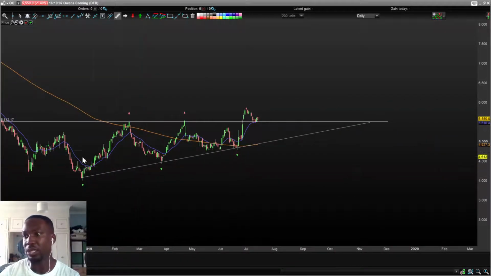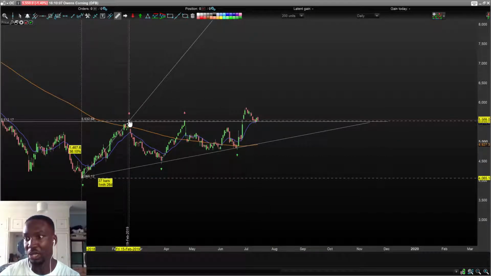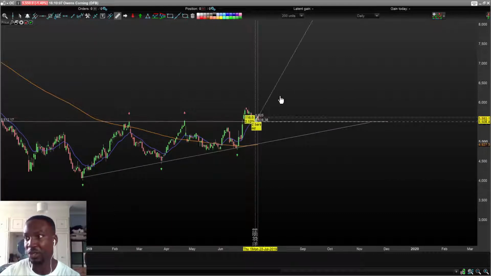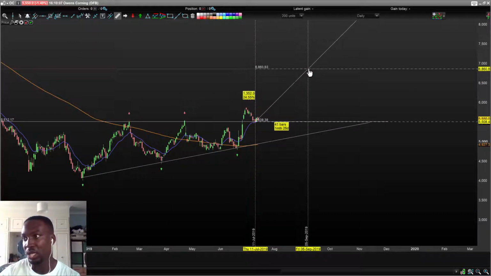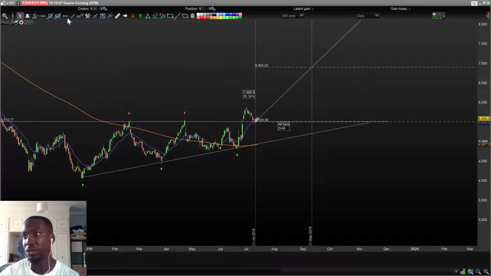ascending wedge pattern, ascending triangle pattern, it's broken out, come back down to consolidate on the old resistance as a new support. So the next move to me is that it's going to go up. And I believe, as a rule of thumb, whatever this distance is, which is 1,400 pips, that's how far it's going to go up. So I'd say the take profit would be about here.